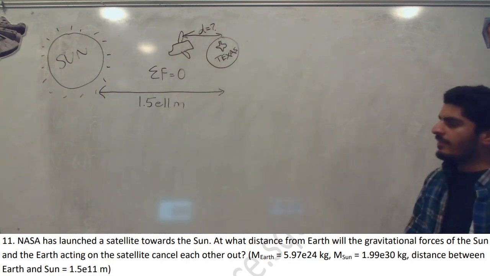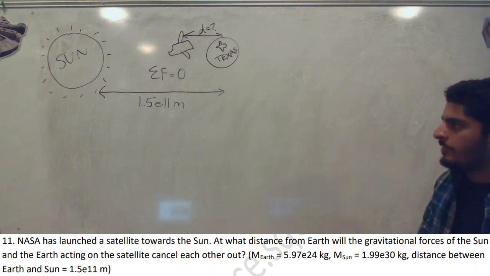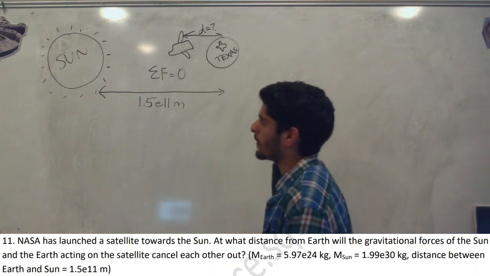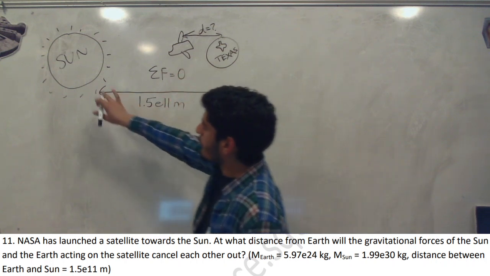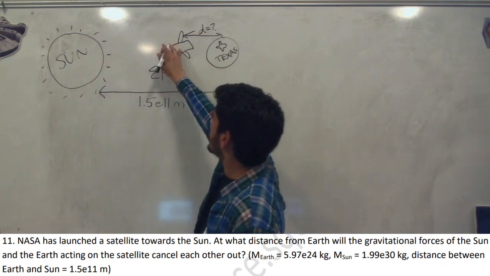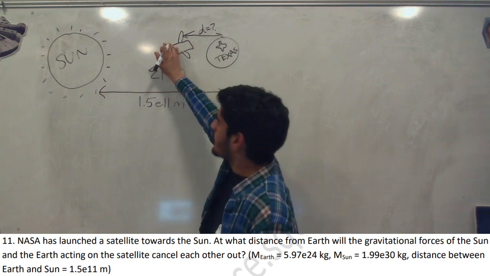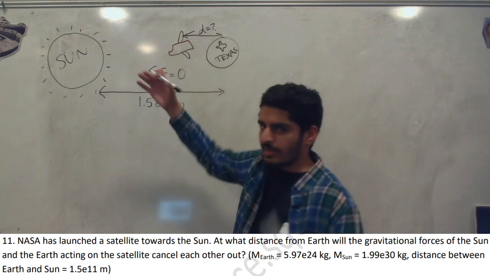And so I'd say the setup of this problem is the issue with this problem, because we're saying that the forces cancel each other out, so that the force between the sun and the spaceship is the exact same as the force between the Earth and the spaceship. They have to be equal.